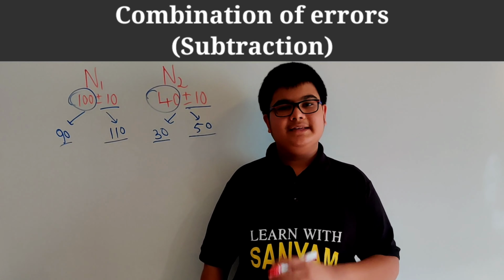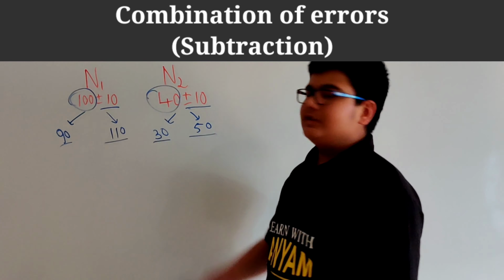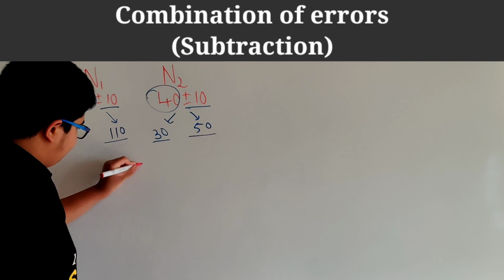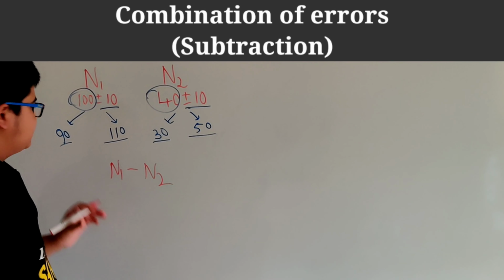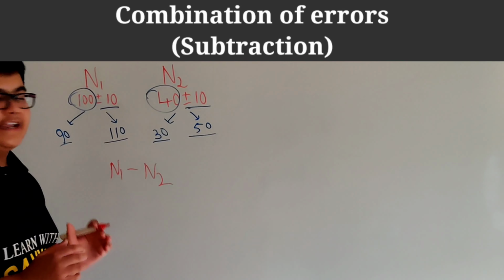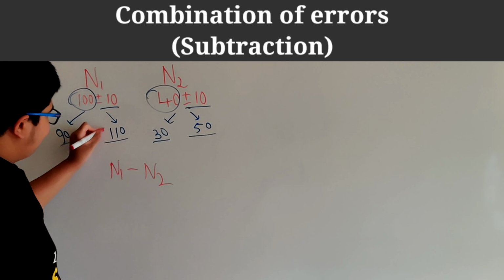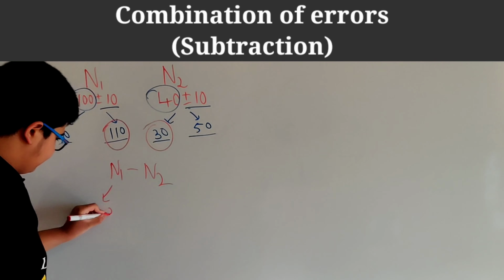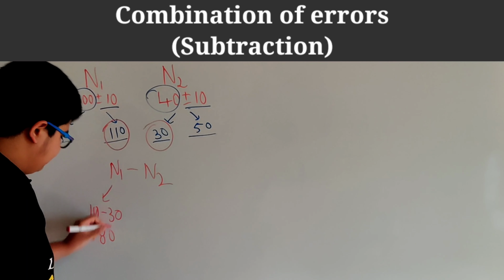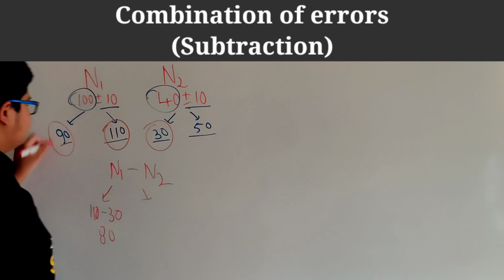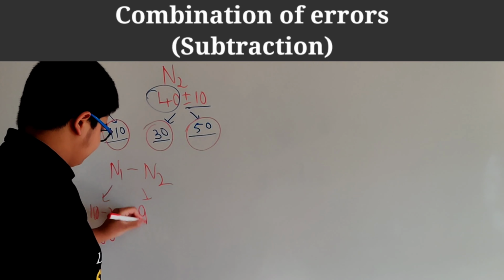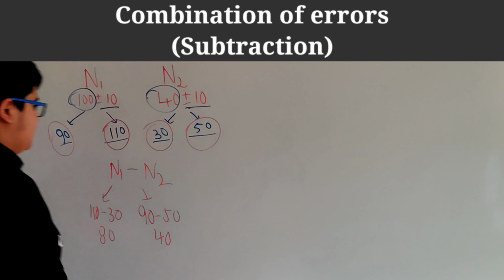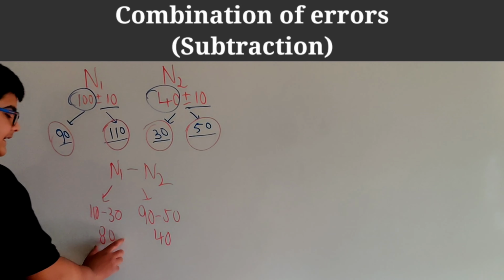Similarly, we can get a question based on subtraction. On subtracting both these numbers, what will be the final result? So n1 minus n2. Now first we will observe and see what the maximum range possible is. The maximum value that is possible is 110 minus 30, that is 80. And similarly, the least value that is possible is 90 minus 50, that is 40. So the result will be anything in between 80 and 40.